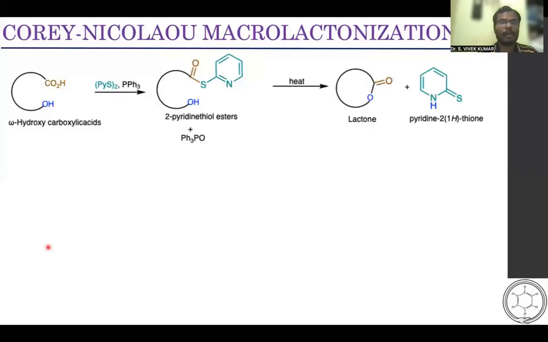In the Corey-Nicolaou macrolactonization reaction, omega-hydroxy carboxylic acid can be converted into the corresponding lactone by a two-step reaction sequence. In the first step, omega-hydroxy carboxylic acid is reacted with 2-pyridyl disulfide and triphenyl phosphine, which generates 2-pyridine thiol esters. When this 2-pyridine thiol ester is treated at a suitable reaction temperature, it is converted into the corresponding lactone as well as pyridine-2-thione as a byproduct.